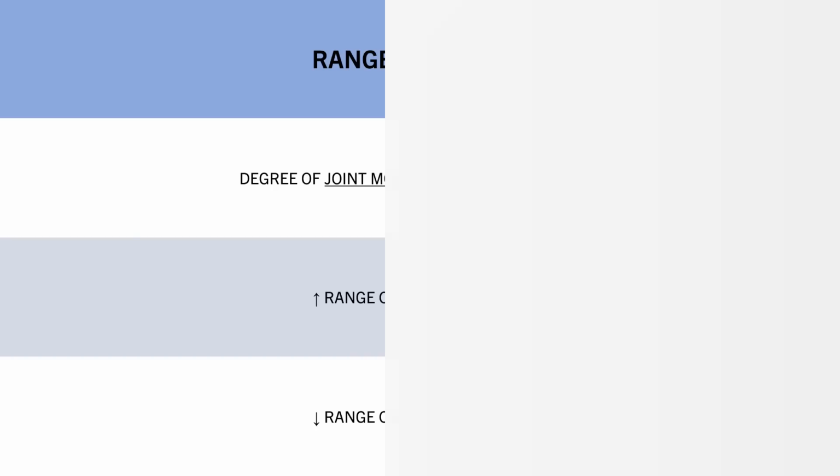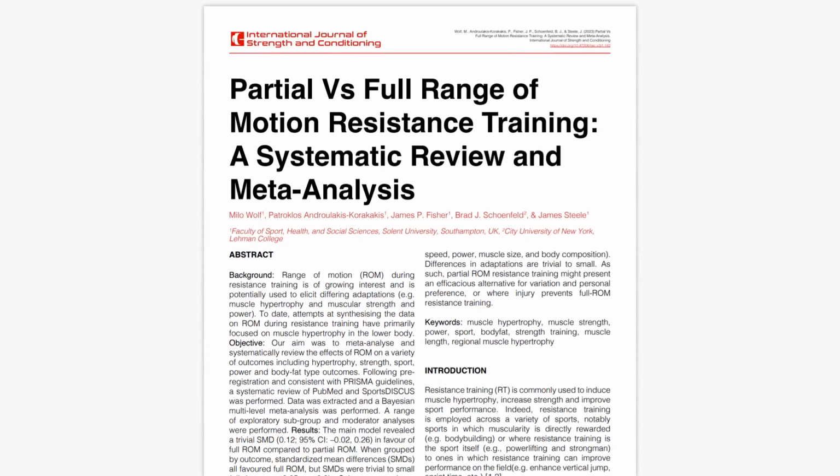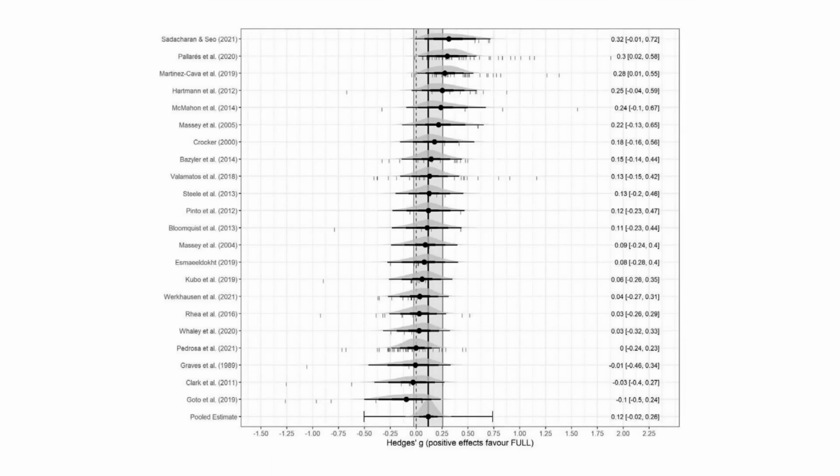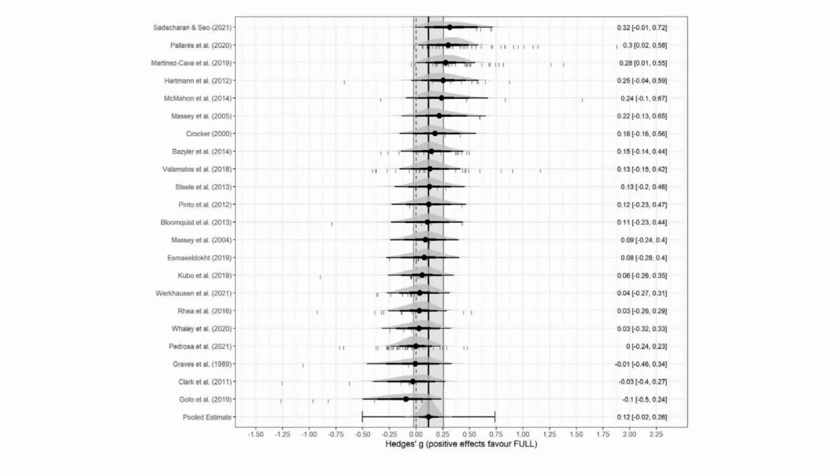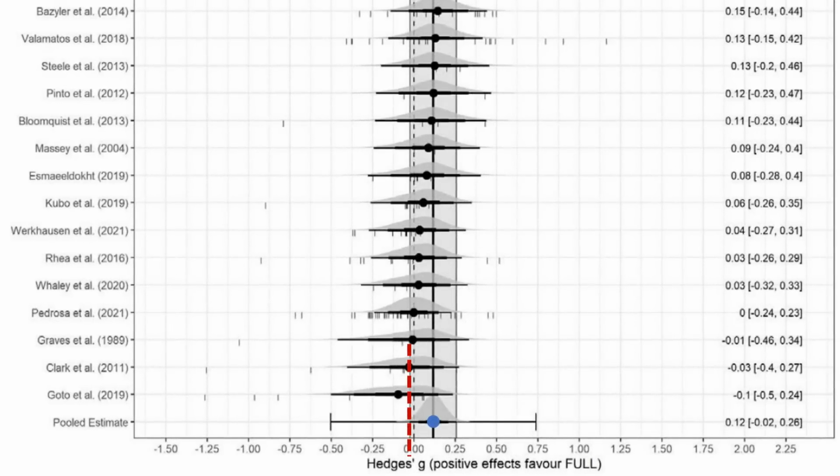This was explored in this meta-analysis, which compared the effectiveness of full versus partial range of motion training on muscle growth. The overall body of evidence suggests that full range of motion tends to be slightly superior compared with partial range of motion, as shown with this circle being towards the right-hand side of the midline.